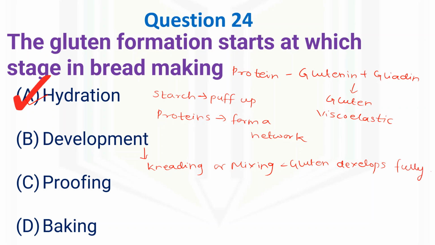And why is gluten necessary? Gluten is necessary to trap the carbon dioxide and steam or the water vapor which are released during the baking process. This will give the structure or rise to the bread or any type of bakery products. So to trap this carbon dioxide and steam, a strong and sturdy gluten network is necessary. So here our correct option is hydration.